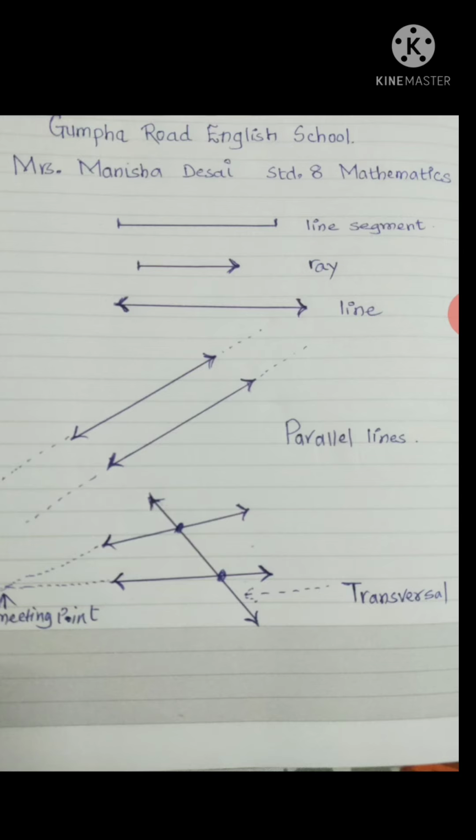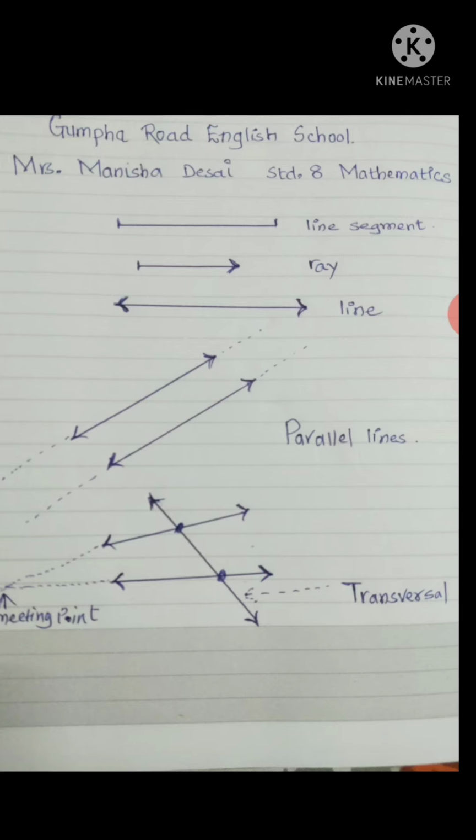So now, today we are going to learn some new geometrical terms, that is parallel lines and transversal. What are parallel lines? The lines in the same plane which do not intersect each other. That means they are at equidistance from each other at every point and cannot meet at any point.